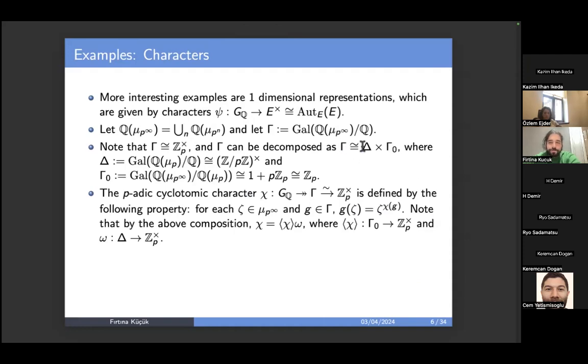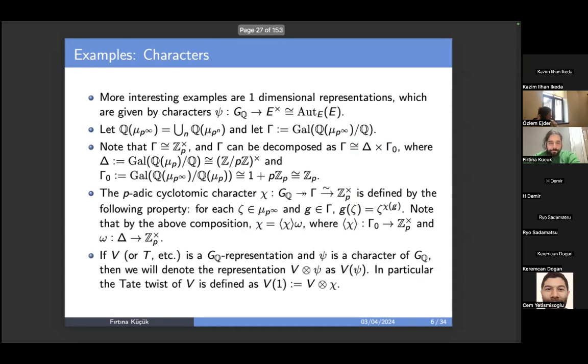And by the above composition, we can also decompose this as follows, where this part factors from gamma zero and this factors from delta. And if we have a G-representation and a character psi, then we denote this representation by V twisted by psi, where G acts on V but is also multiplied by the action of g in here. In particular, the nth twist of V is defined as the twist by the cyclotomic character to the nth power.